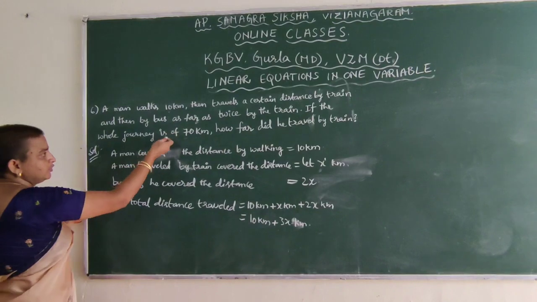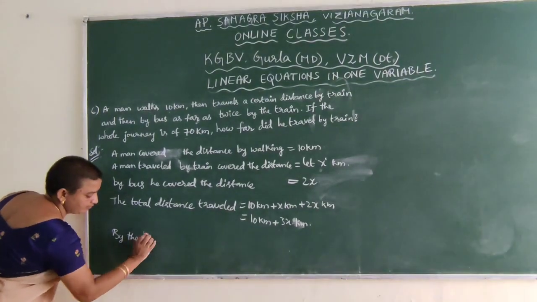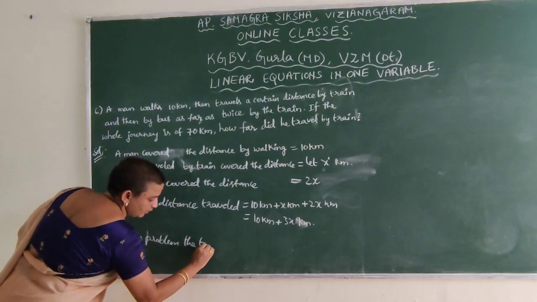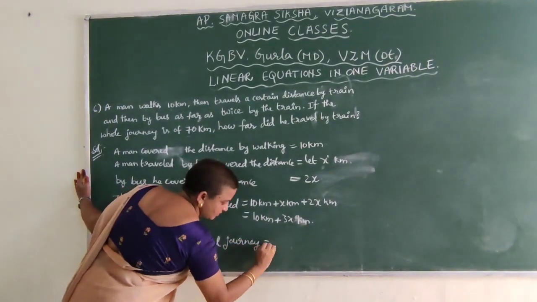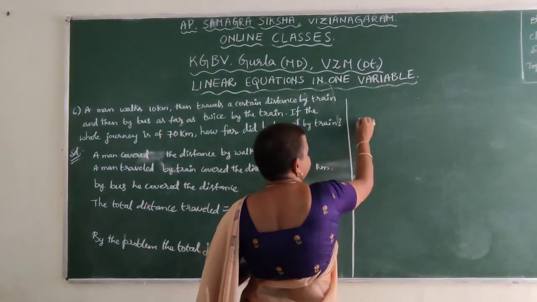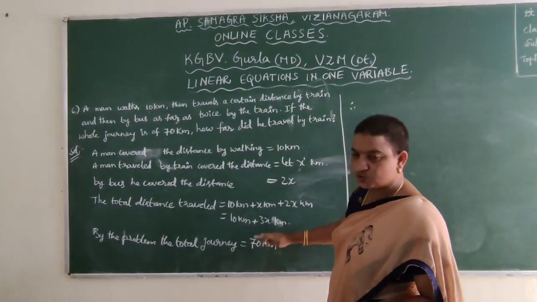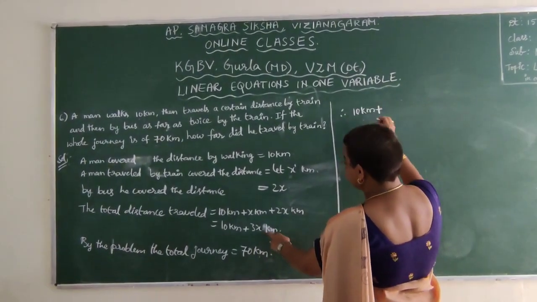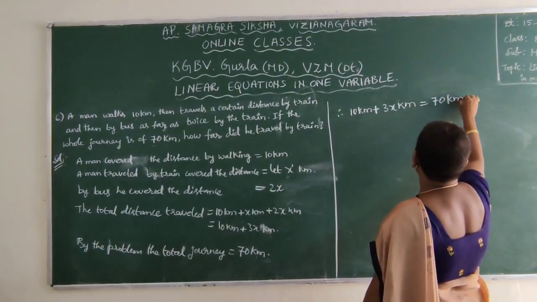By the problem, the total journey is equal to 70 kilometers. Therefore, the total journey is this one and this one, these two are equal. Therefore, 10 kilometers plus 3x kilometers is equal to 70 kilometers.